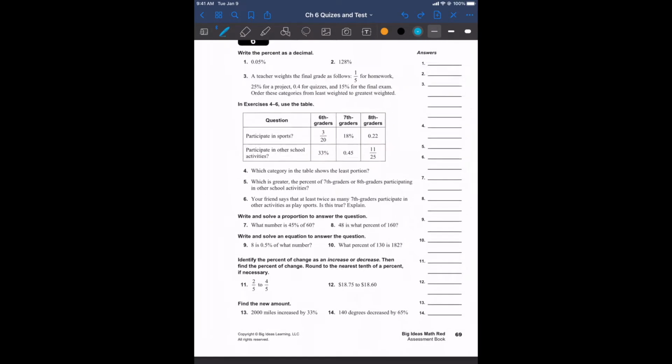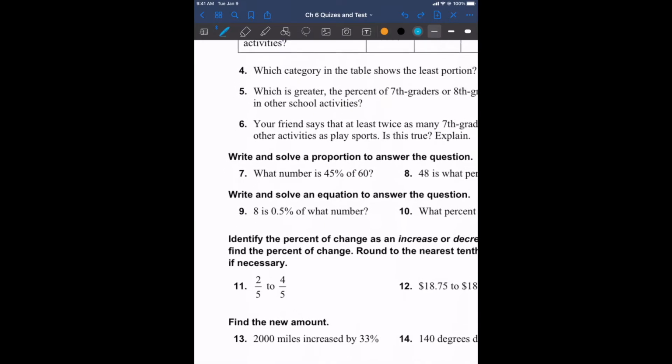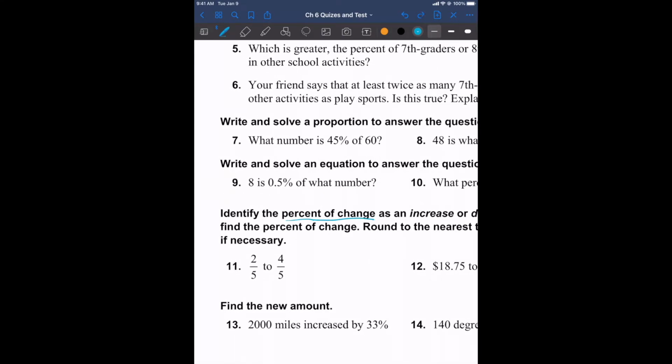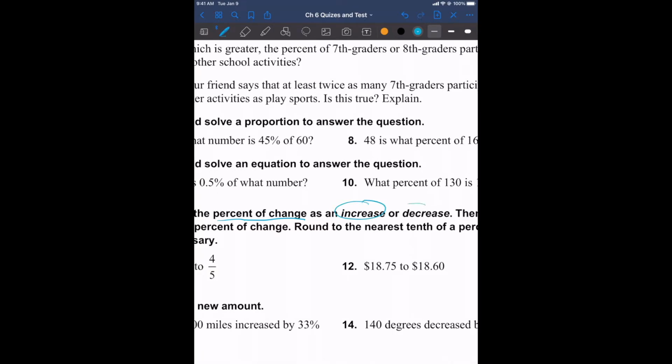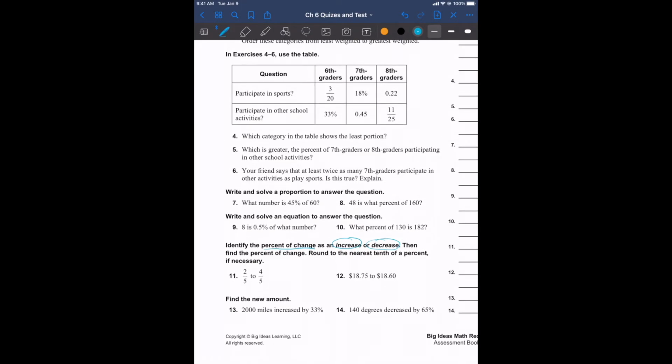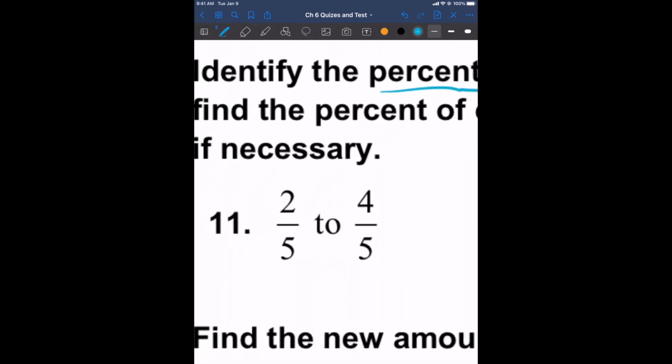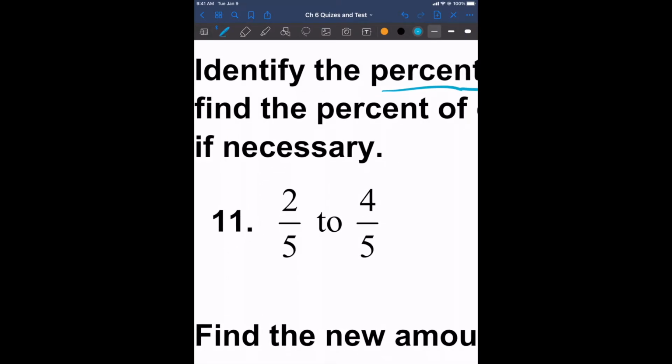Okay, 11 and 12. Identify the percent of change as an increase or a decrease. Then find the percent of change. Round the nearest tenth of a percent if necessary. Okay, so first things first. Is this an increase or is this a decrease? If I'm going from 2/5 to 4/5, I grew. Okay, so this is increase. That's 1 point. You told me if it's increase.